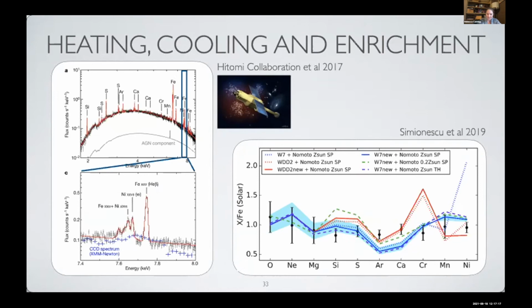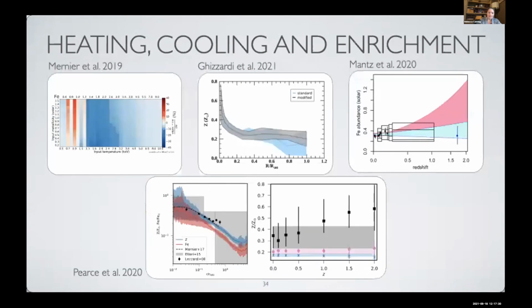So this could be due to systematics, it could be that enrichment varies perhaps in spatial regions in the cluster, and we need better spatial resolution as well. It could mean that we need better stellar nucleosynthesis models. So even without Hitomi, though, the field's been pushing forward. So I'm just going to highlight a few examples on this slide.